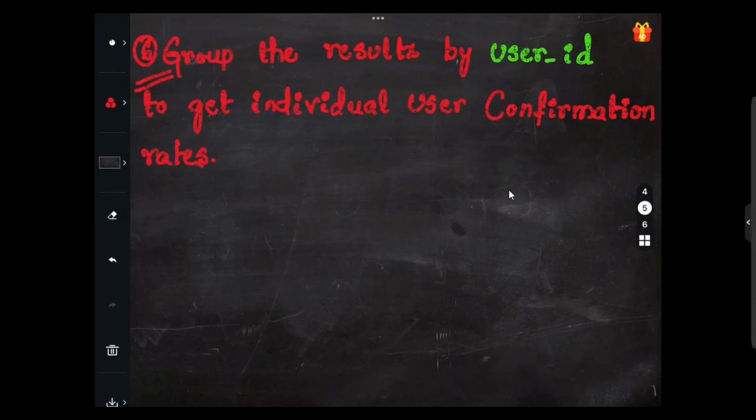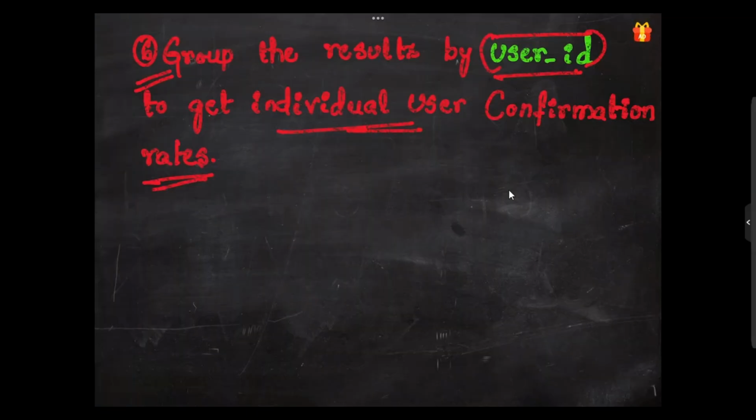So that is the reason we'll be making use of the ifnull keyword. The final step, or the sixth step here, is we will group the results by user ID. In the example output we saw, we have to group the results by user ID to get the individual user confirmation rates. That's what they have asked in the question. They have clearly mentioned we have to group the results by user ID.